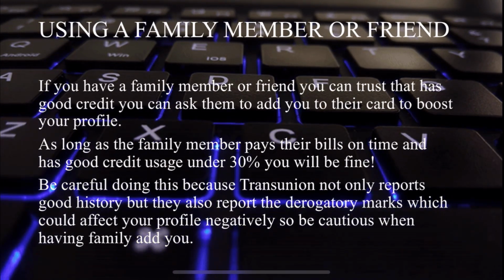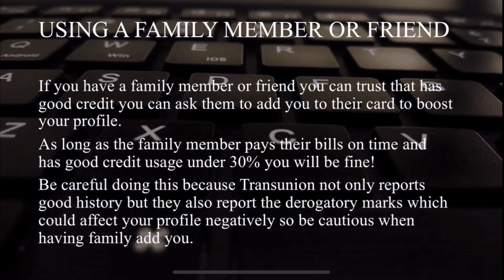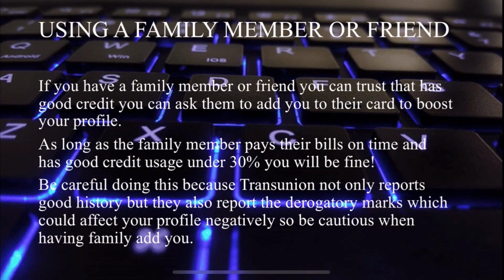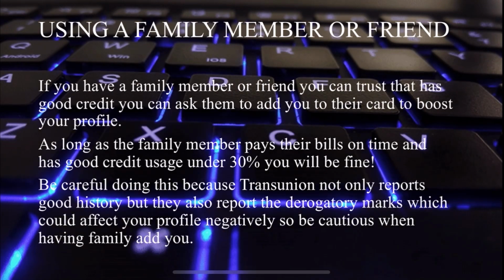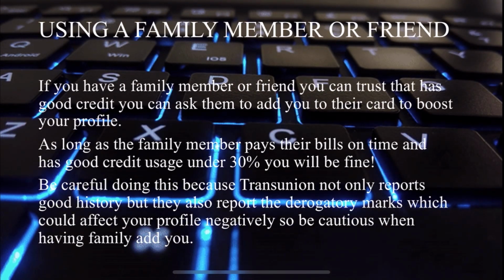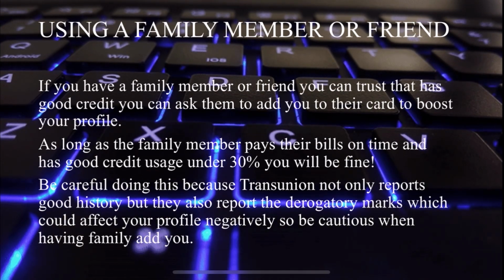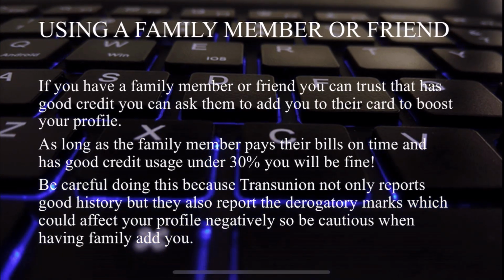Using a family member or friend. If you have a family member or friend you can trust that has good credit, you can ask them to add you to their card to boost your profile. As long as the family member pays their bills on time and has good credit usage under 30%, you will be fine. Be careful doing this because TransUnion not only reports good history, but they also report the derogatory marks, which could affect your profile negatively.